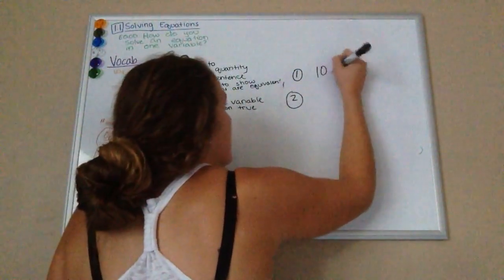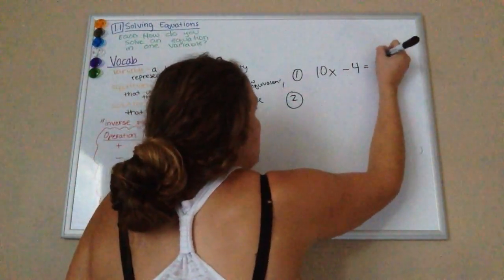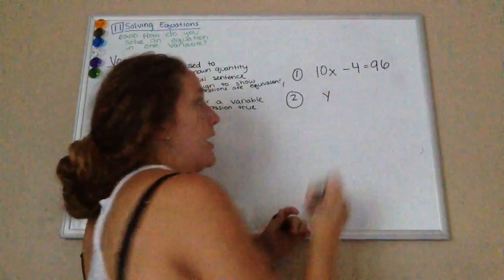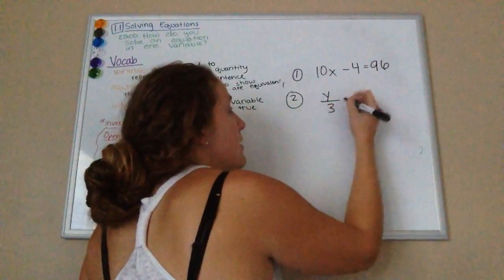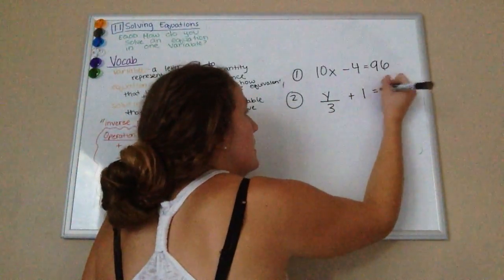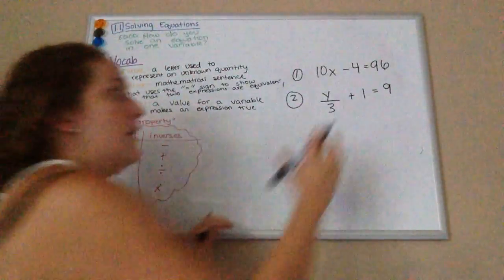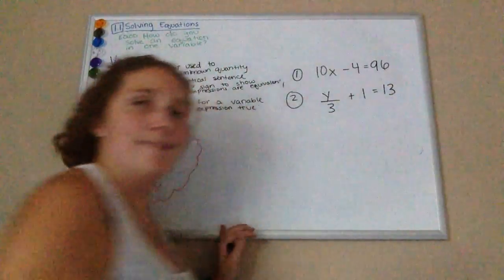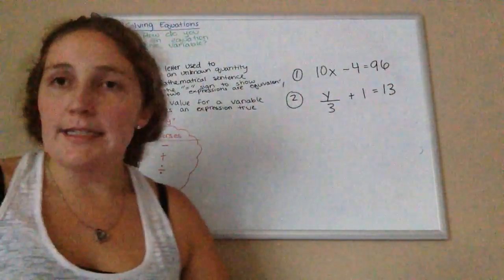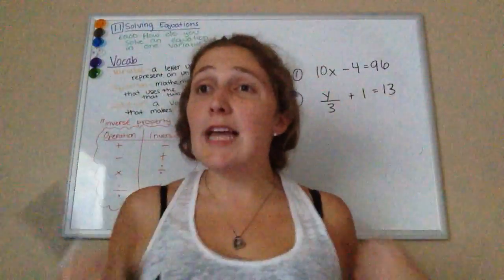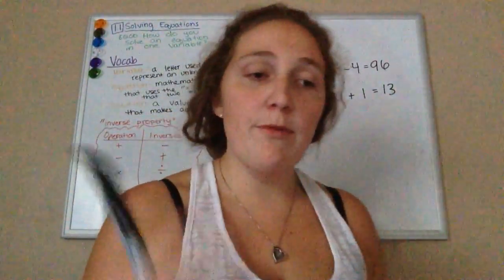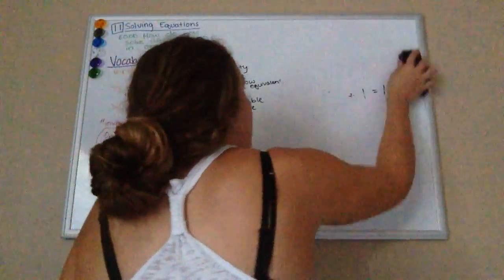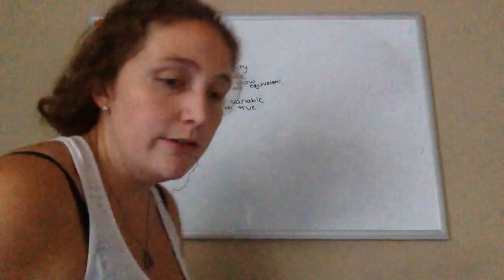Okay, so 10x minus 4 is equal to 96. Right. And then this might be a little bit tricky, but let's try it out. Y over 3 plus 1 is equal to 9. Now let's go equal to 13. Okay. Alright, so pause the video, work those 2 out, and then if you do have time, come on back to this video, and I'm going to be working out a little bit more of a challenging one in just a second. Alright, so I'm assuming that you guys have paused the video, you have worked those 2 out.